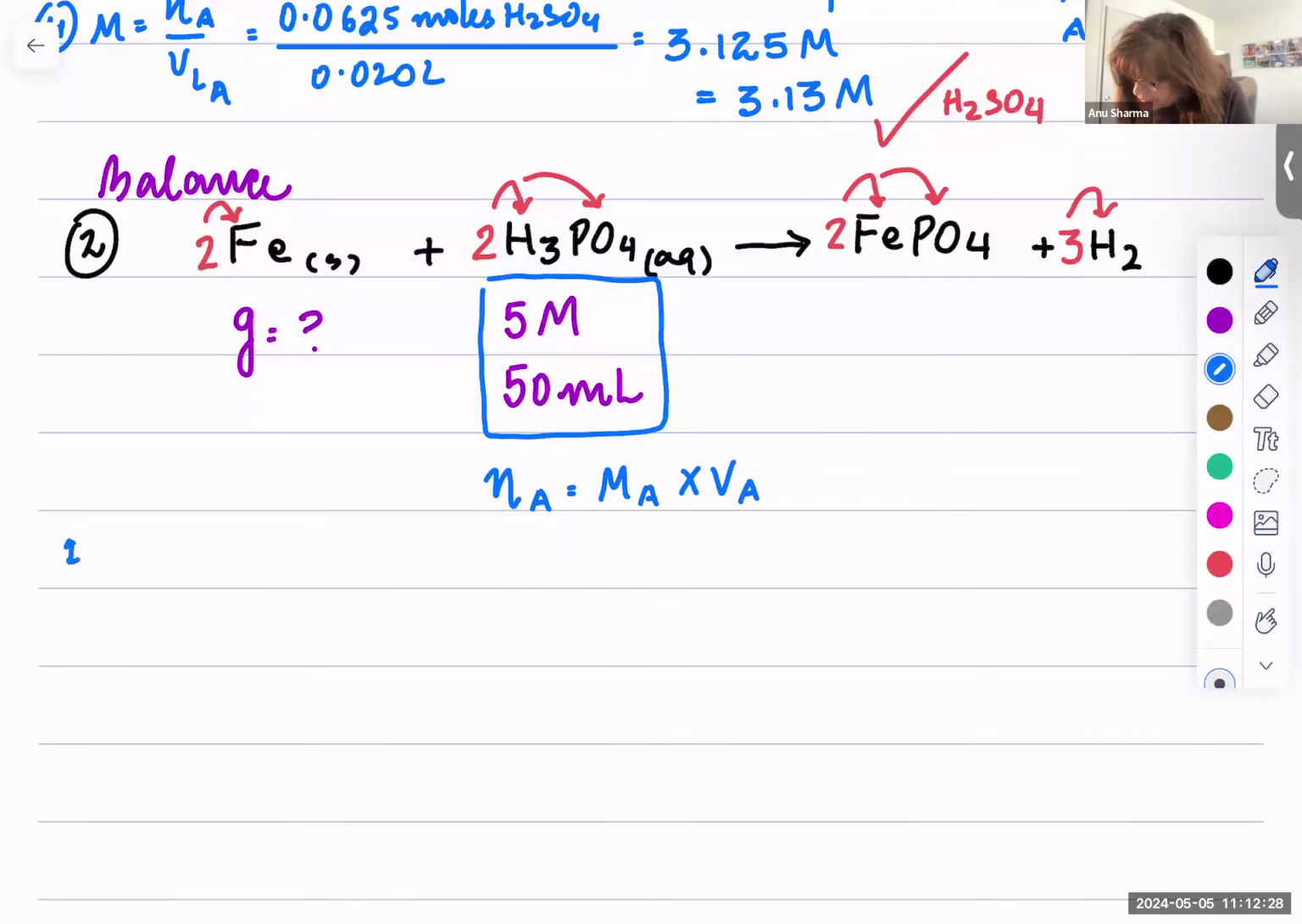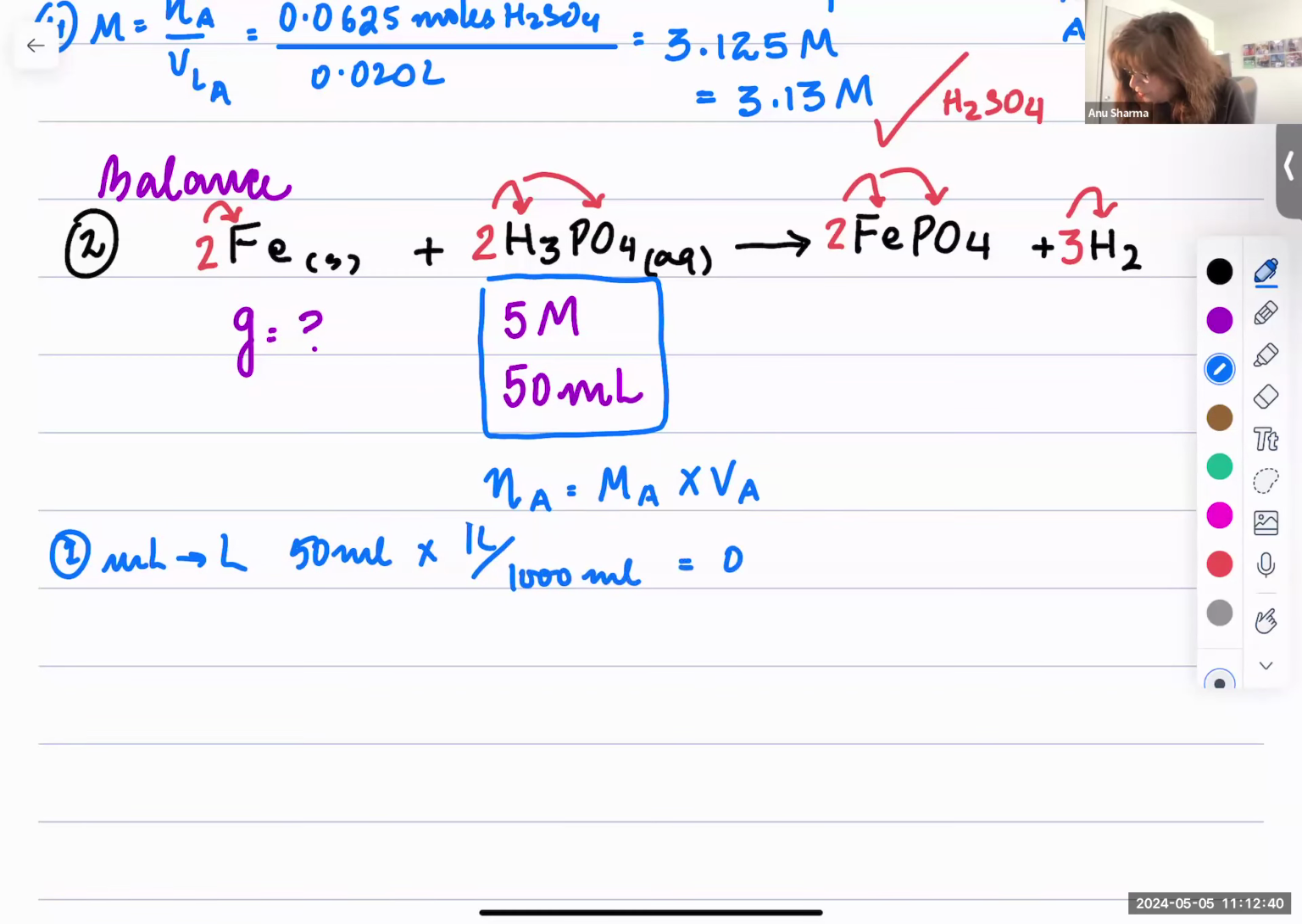First we are going to convert the milliliters to liters always. So 50 milliliters times 1 liter over 1000 milliliters, and that gives you 0.050 liters. Okay, so that's one thing.